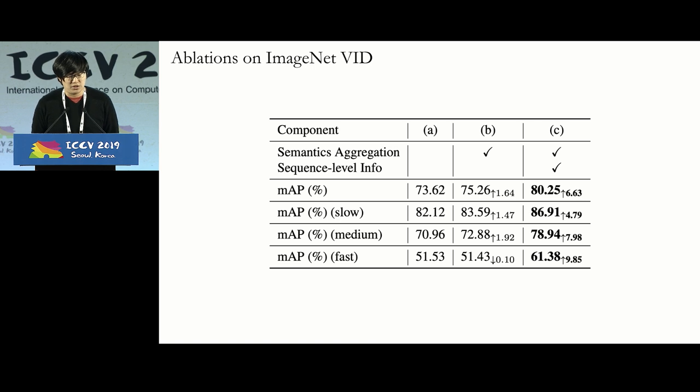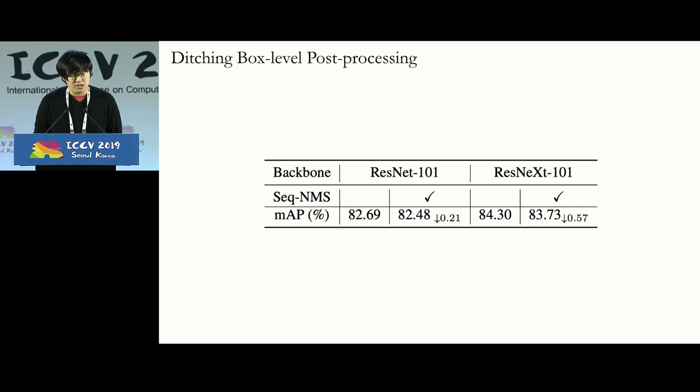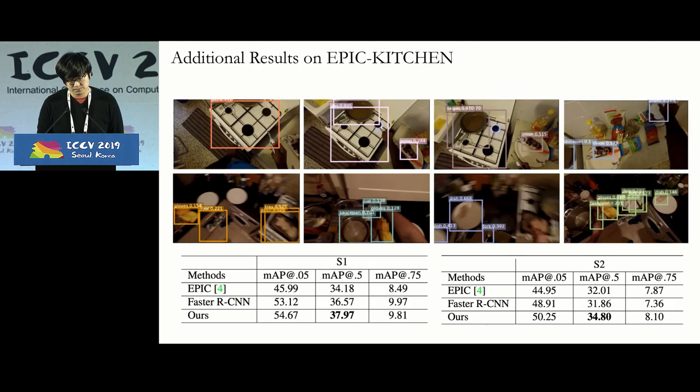Despite its simplicity, our CESA achieves huge performance gain over the strong Faster RCNN baseline. CESA improves nearly 10% for objects under fast motion in terms of mAP, which shows the effectiveness of semantic aggregation at the sequence level. An added bonus of our method is that it does not require any box-level post-processing, since our method already takes good use of the sequence information. This further simplifies the whole pipeline for video detection.